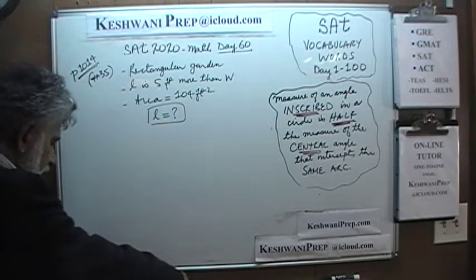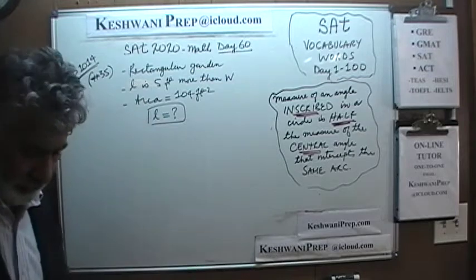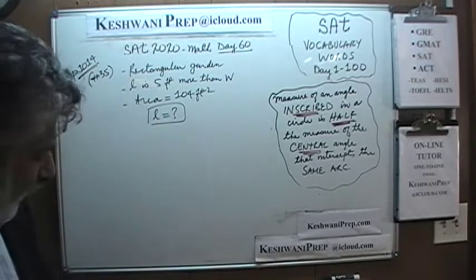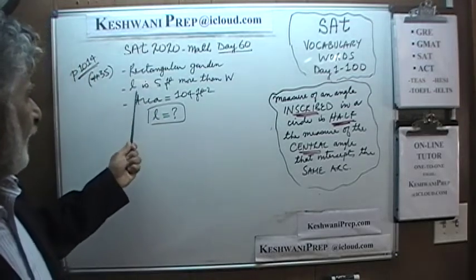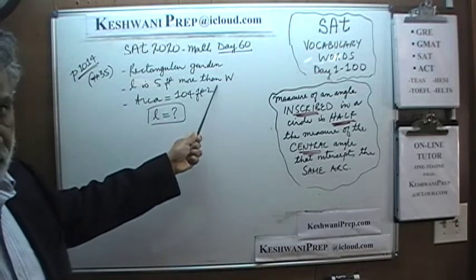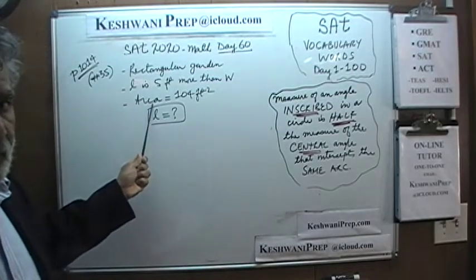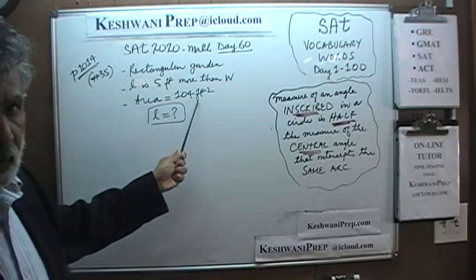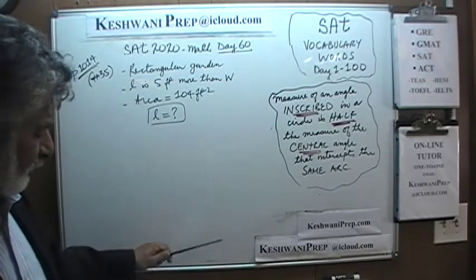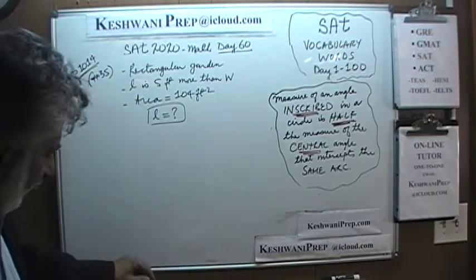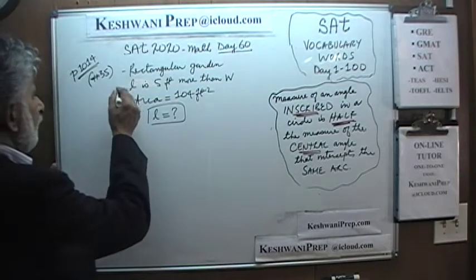We are told that we have a rectangular garden where the length is 5 feet more than the width. We are also told that the area of the rectangle is 104 square feet. The question simply is, what must be the length of this garden? Let's find out.